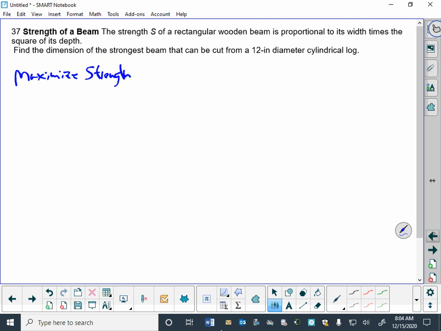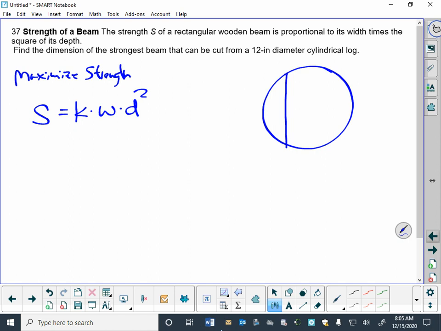There's a picture in the book that goes along with this that I will draw here in just a second. So the strength S of a rectangular beam is proportional, we need a constant of proportionality, to the width times the square of the depth. So that's what that equation looks like. The constant of proportionality is there because the strength of the beam probably depends on what kind of wood you're cutting it out of. So they're giving us a cross-section of the log here, and we can cut this beam in a variety of different ways out of there.